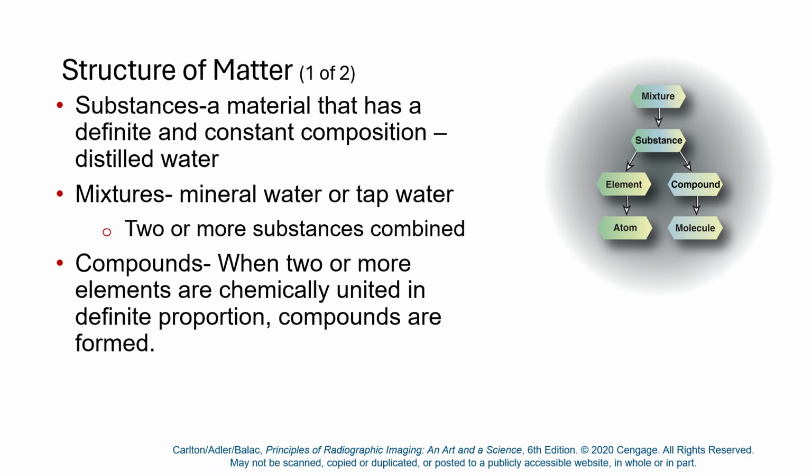Okay? Compounds: two or more elements chemically united in a definite proportion. Compounds are formed. So water is a compound. Okay? It's two hydrogen, one oxygen. Okay? Water is a substance only when it's been purified. Otherwise, water is a mixture because things like to dissolve into water.